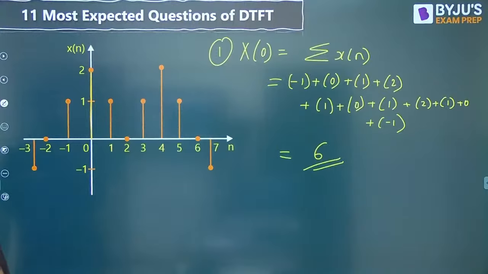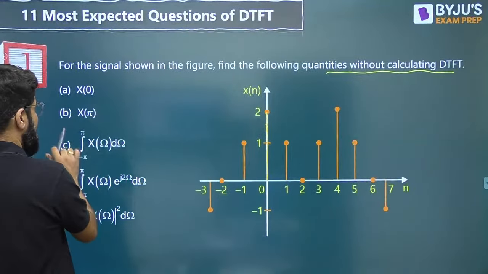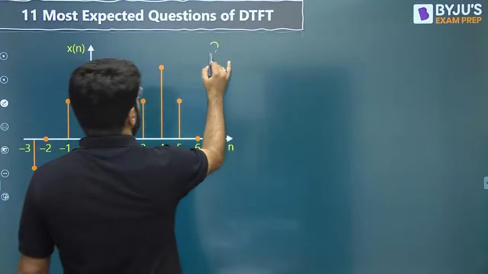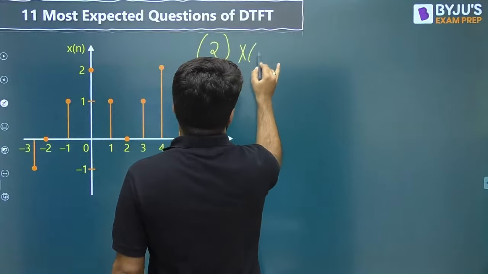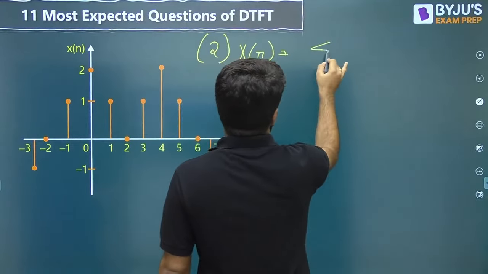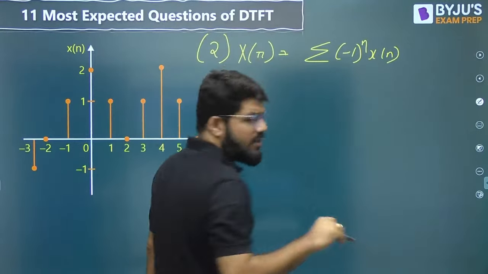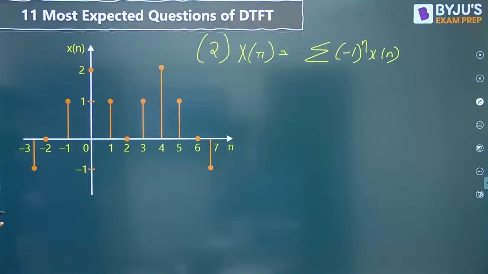Now, when I come to the second part, it is x of pi. Calculate the value of x of pi. Here is the second part of the question. As I told you, x of pi is the summation of (minus 1) to the power n times xn, with alternate plus and minus. So what is the first value you are starting with?